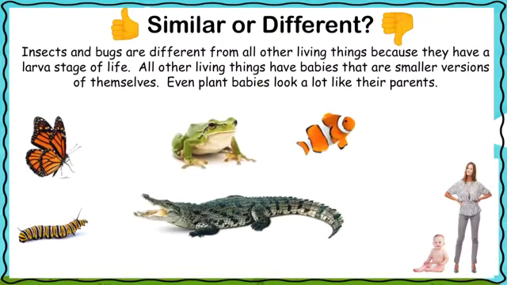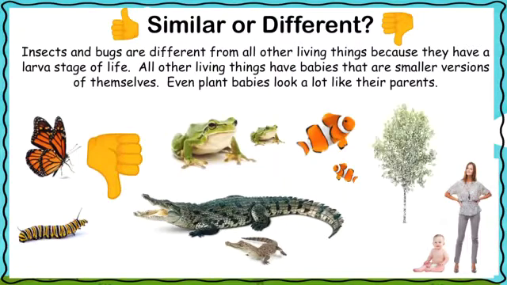Insects and bugs are different from all other living things because they have a larva stage of life. All other living things have babies that are smaller versions of themselves. Even plant babies look a lot like their parents.